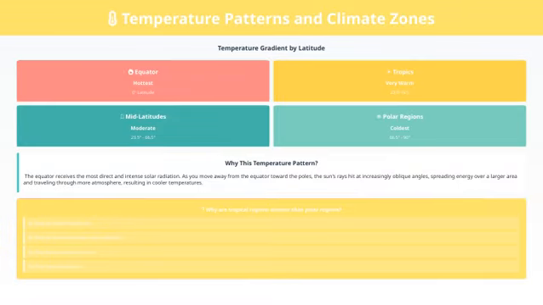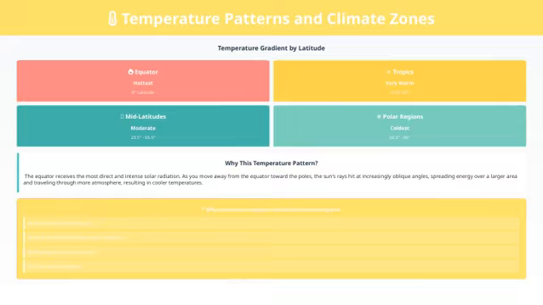Let's take a closer look at temperature patterns and climate zones. As we move across the globe from the equator toward the poles, you'll notice a clear temperature gradient by latitude. Starting at the equator, which is at 0 degrees latitude, we find the hottest temperatures. This is because the equator receives the most direct and intense solar radiation throughout the year. Moving north or south to the tropics, around 23.5 degrees N and S, the climate remains very warm. These regions are still fairly close to the equator, so they get a lot of consistent sunlight.